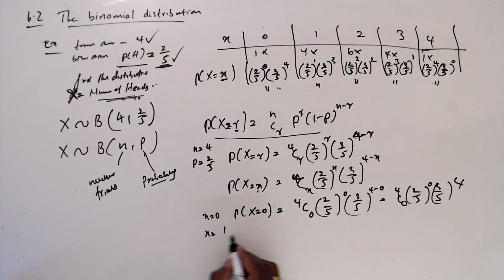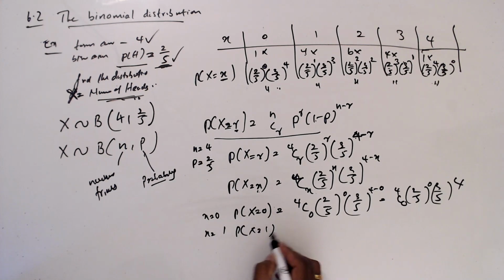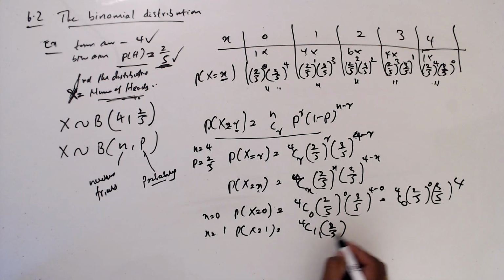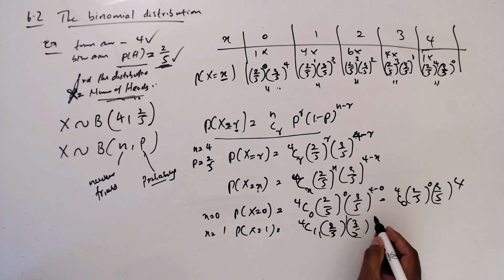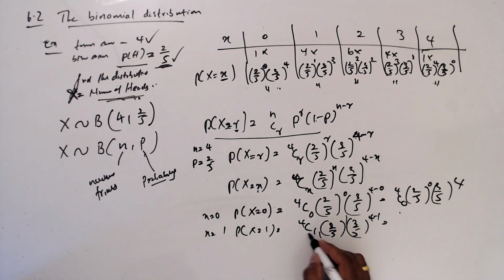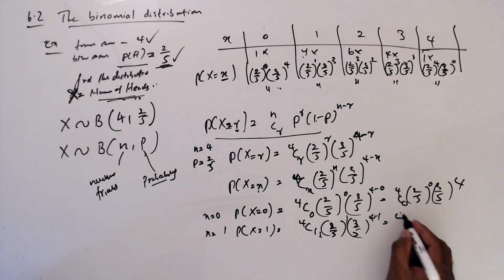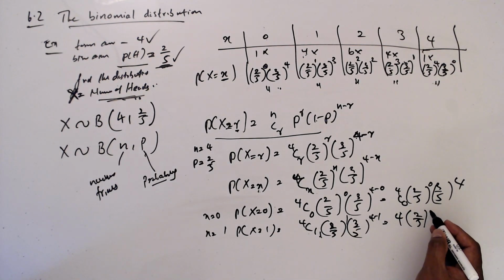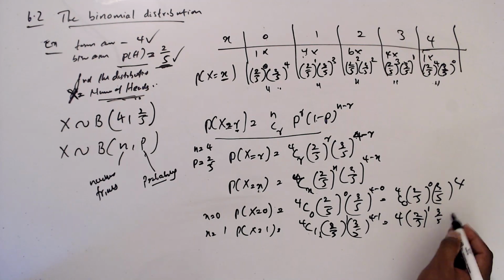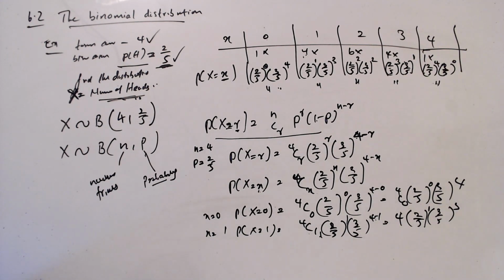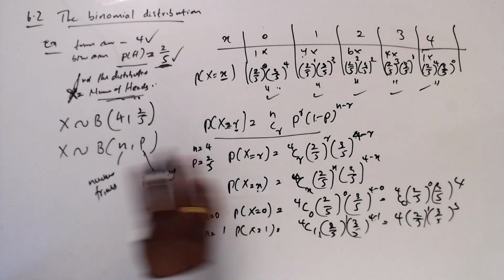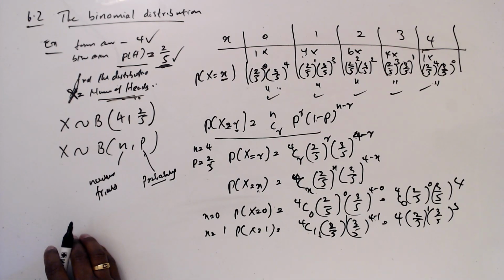When x equals 1, probability of X equals 1 is 4C1 (2/5)^1 (3/5)^(4 minus 1). So 4C1, we know that value is 4. You can find this one, and (2/5)^1 and (3/5)^3. So likewise, using this, you can write the probability.